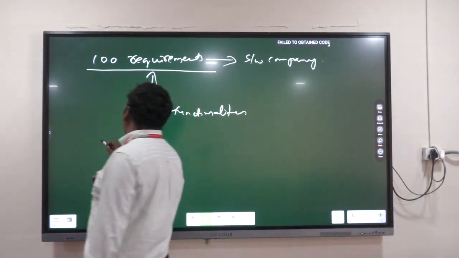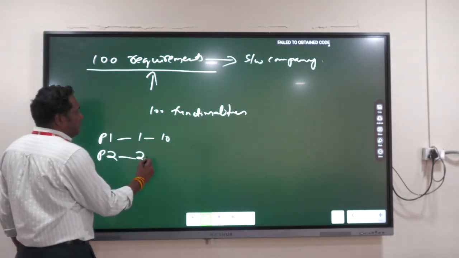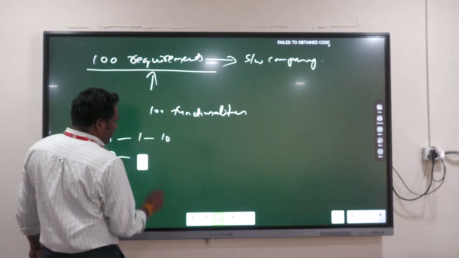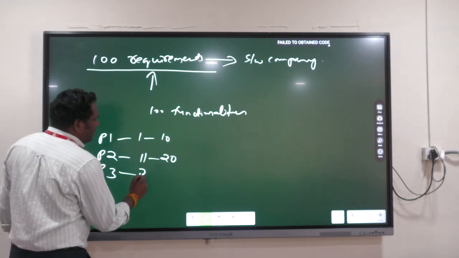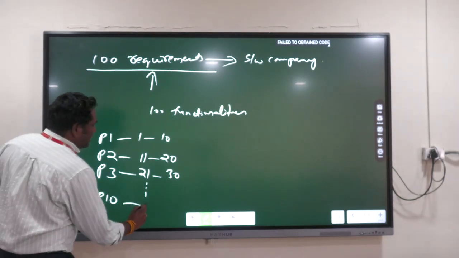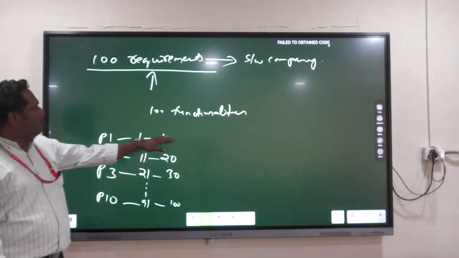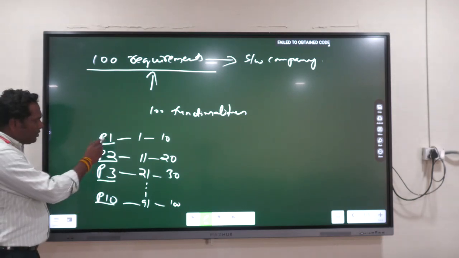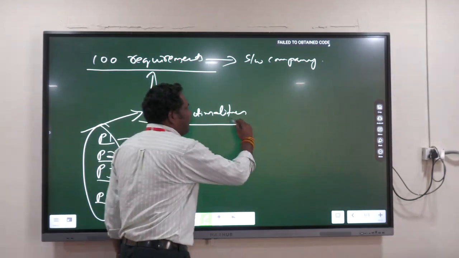Let us say programmer 1 is assigned the first 10 functionalities. Programmer 2 is assigned the second 10 functionalities, 11 to 20. Then programmer 3 is assigned 21 to 30, and so on. Programmer 10 is assigned 91 to 100. So these requirements are handled by different programmers. 10 programmers are involved in developing 100 functionalities.